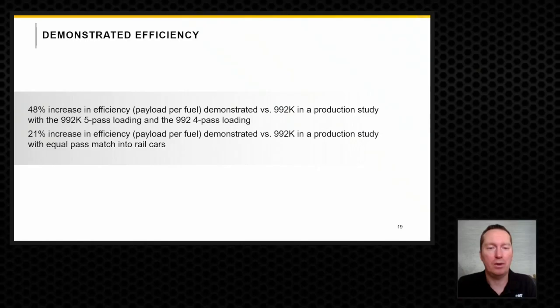At the same time, on a different site in the world, we measured a 21% increase in efficiency in the scenario where it's an equal pass match. This was, in this case, 992 versus 992K. They were both loading rail cars, but where they were limited to where they couldn't do one last pass. And so in an equal pass match situation, a 21% increase in efficiency is some demonstrated gain that you can expect to use as guidance.